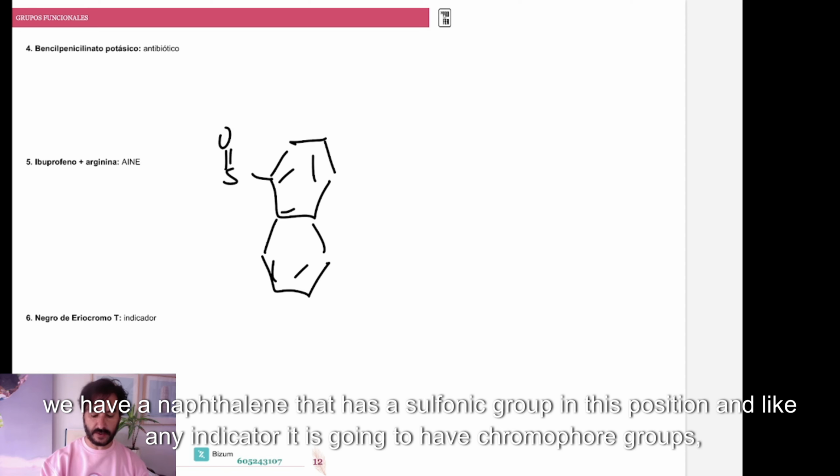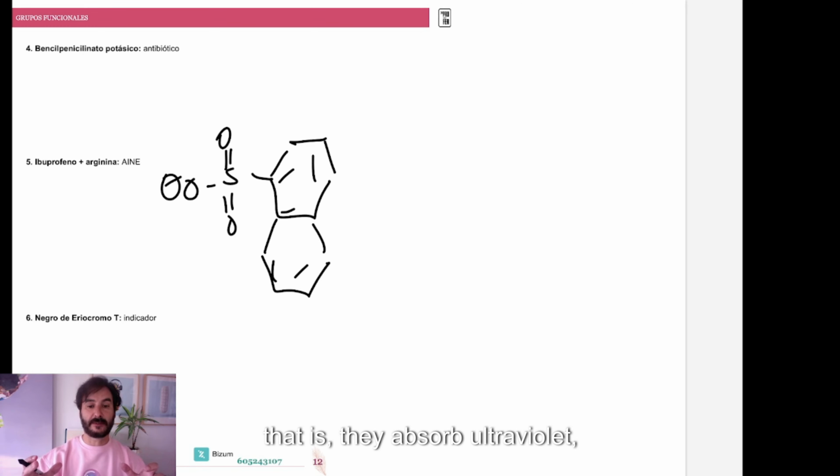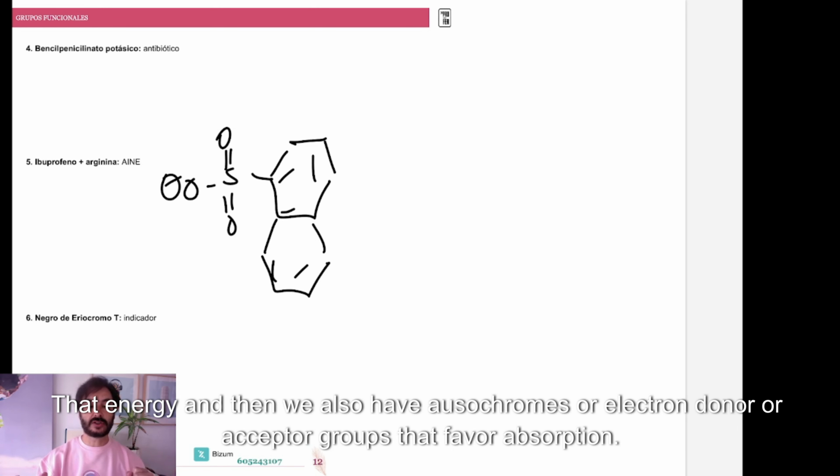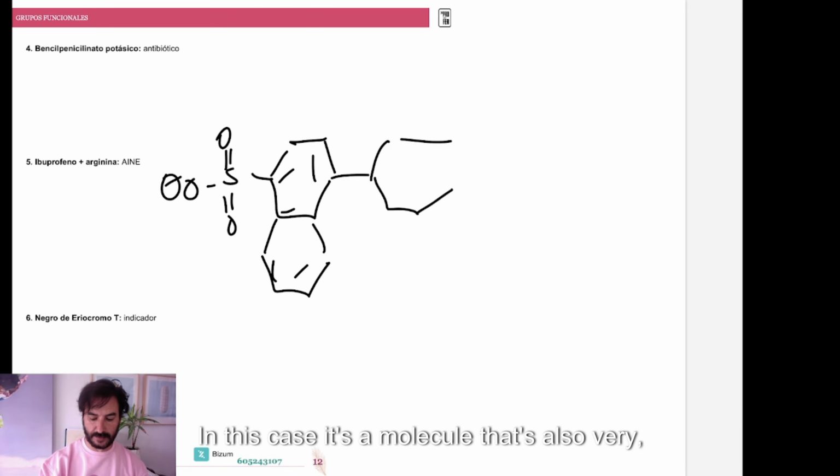We have a naphthalene that has a sulfonic group in this position, and like any indicator, it is going to have chromophore groups. That is, they absorb ultraviolet-visible, in the visible, and we are going to have chromophore groups that are conjugated bonds that absorb, as I tell you, that energy. And then we also have auxochromes, or electron donor or acceptor groups that favor absorption. In this case, it's a molecule that's also very symmetrical.